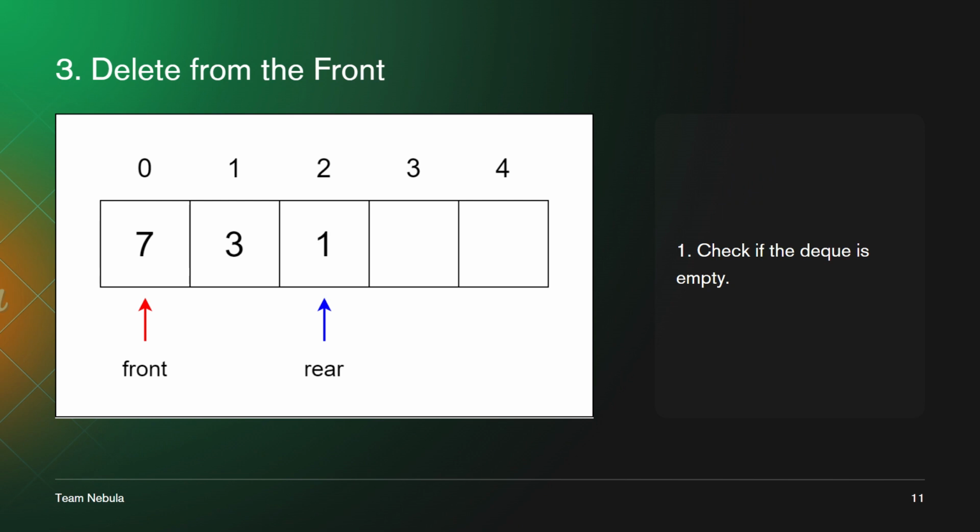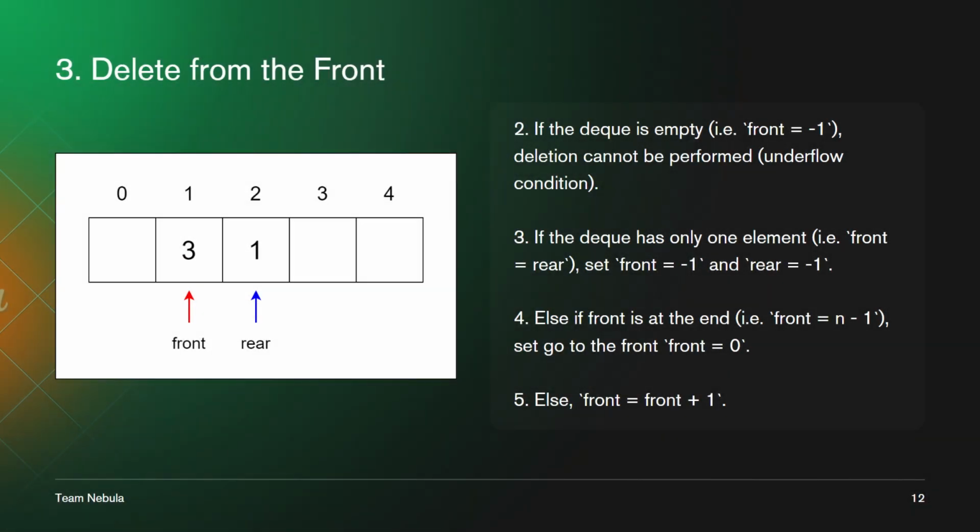Delete from the front. This operation deletes an element from the front. Check if the deque is empty. If the deque is empty, which means if front is equal to -1, deletion cannot be performed. This is the underflow condition. If the deque has only one element, which means if front is equal to rear, set front to -1 and rear to -1. Else if front is at the end, which means if front is equal to n-1, set front equal to 0. Else, front equals front plus 1.